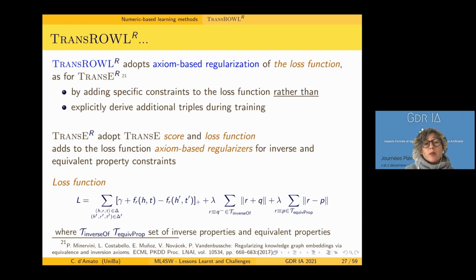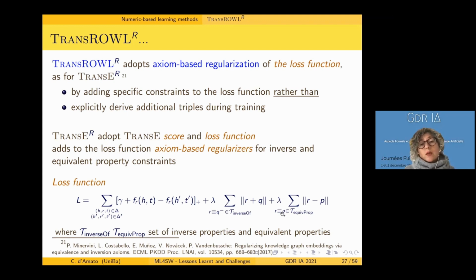This approach has been proposed by Minervini and colleagues in the model dubbed TransE-R, which is grounded on TransE. As such, the score function is exactly the same as adopted by TransE, but the loss function has been modified by adding suitable axiom-based regularization for only two axioms that are inverse of and equivalent property axioms.